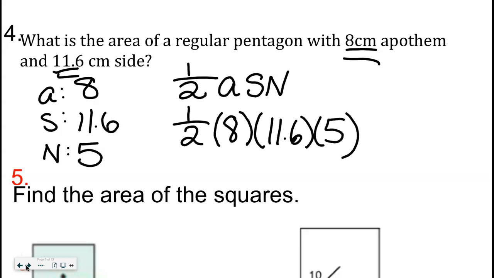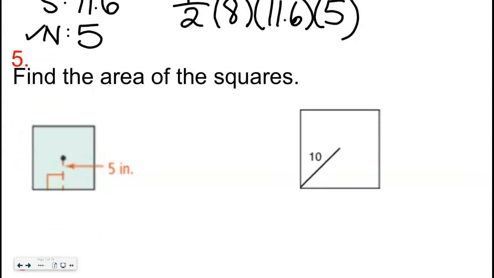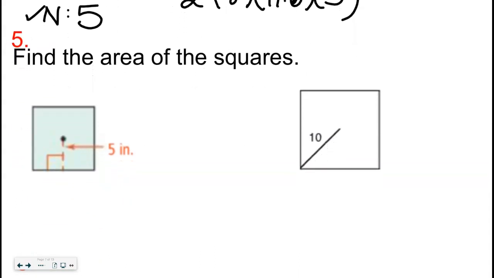So the moral of the story is you need 3 ingredients. Okay? The A, the S, and the N, but this one will be given to you always. And then I'm going to give you some shortcuts. I'm going to tell you that for the square, I would tell you don't.